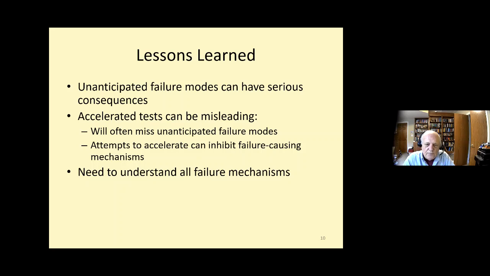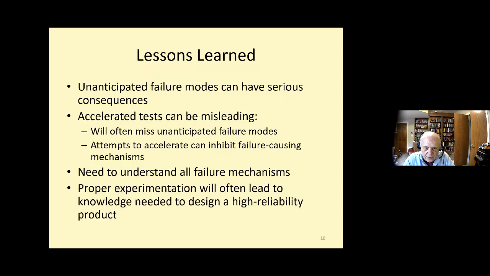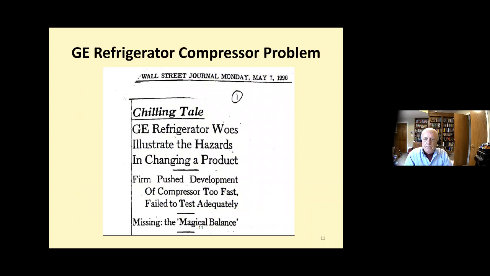So it's really important for engineers to anticipate all of the different causes of failure and then take steps to prevent those failures from occurring. Again, failure avoidance. If you do proper upfront experimentation, you can generally get the knowledge needed to design a high reliability product.